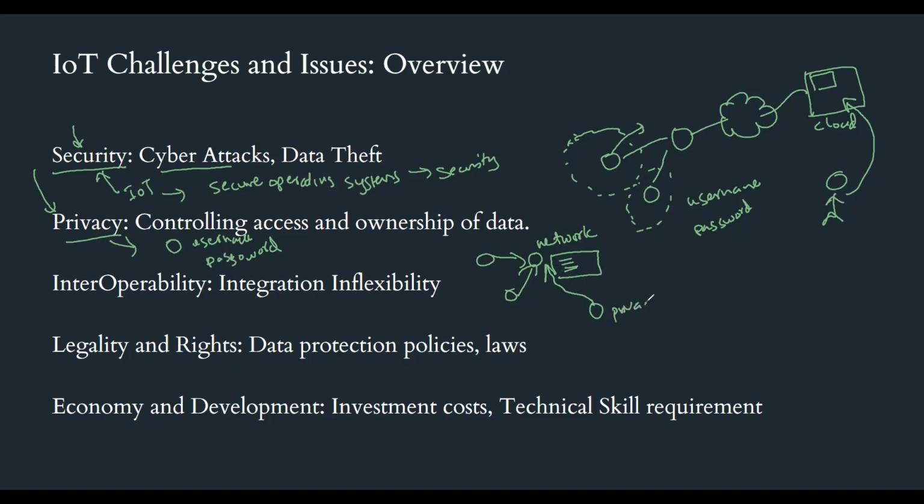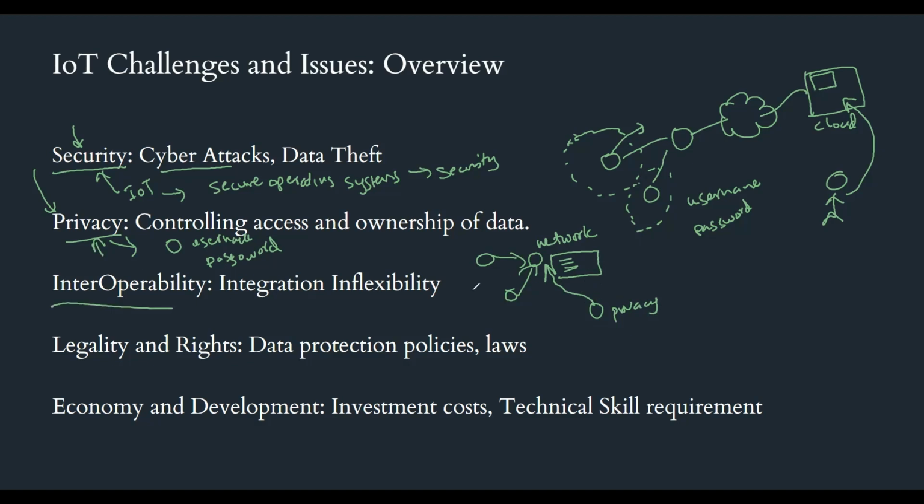So such systems or certain algorithms must be implemented in the IoT networks and the cloud servers, for example, to prevent unauthorized people from accessing your system. So that is what we call privacy, like preventing unauthorized persons from accessing our system, our network.